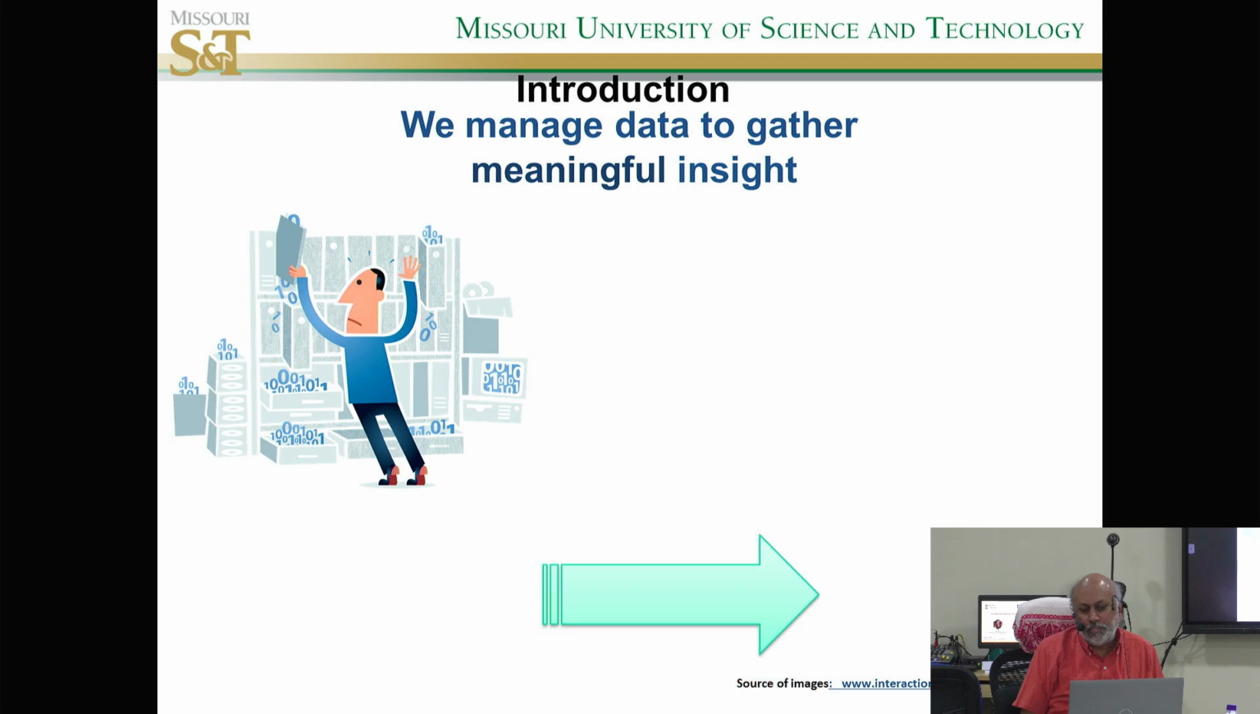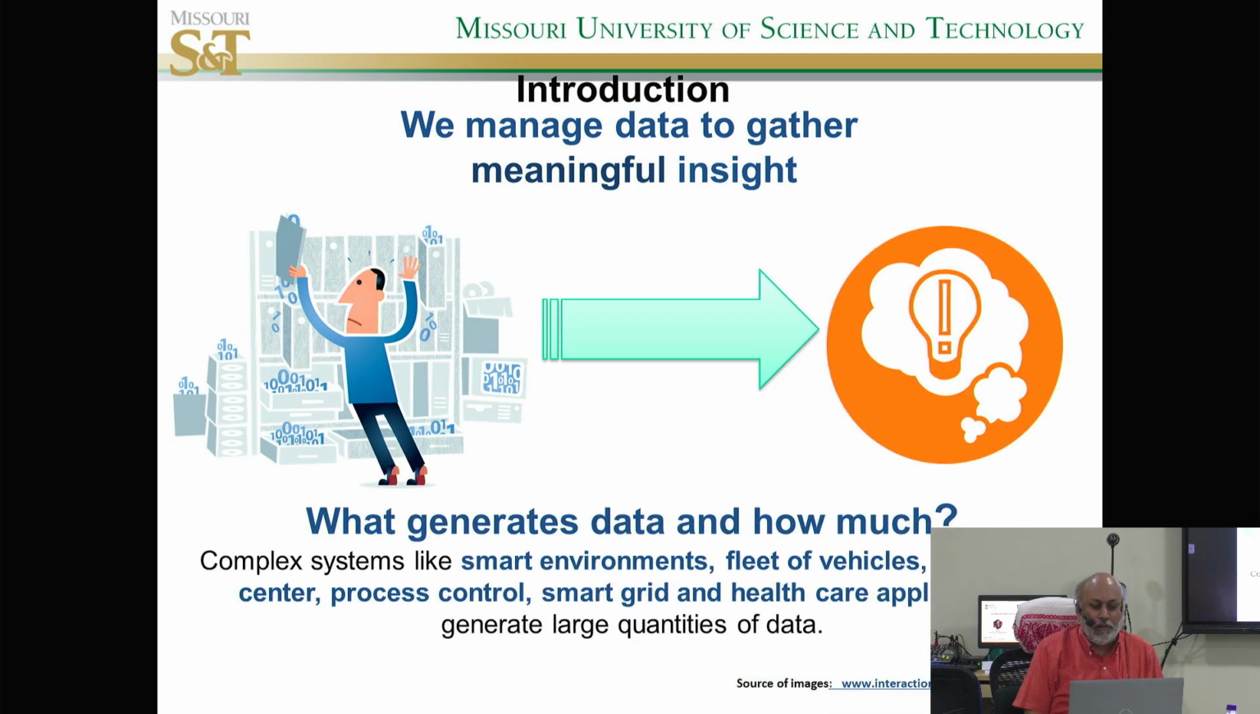So why are there a lot of opportunities? How many of you have heard of big data? This was a very new term a few years ago. So what generates data, and how much? Complex systems, smart environments, fleets of vehicles, process control, smart grid, they generate data.